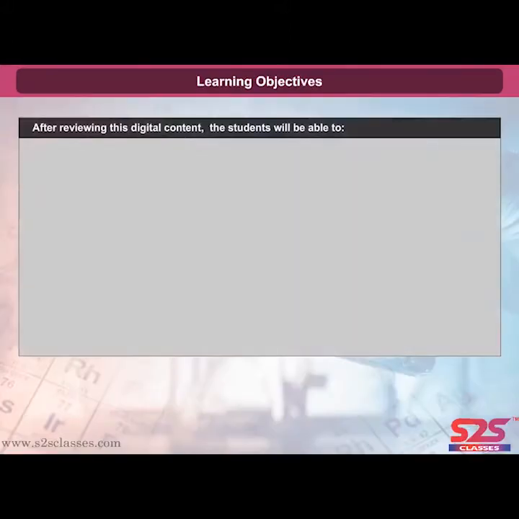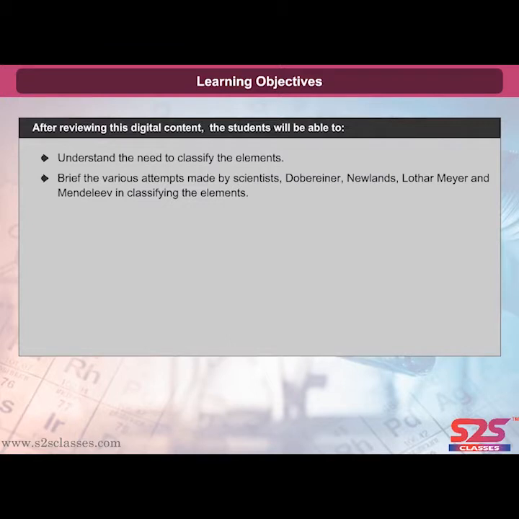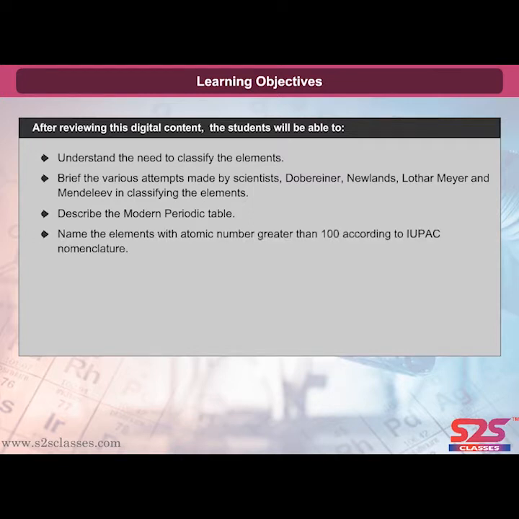After reviewing this digital content, the students will be able to understand the need to classify the elements, brief the various attempts made by scientists Döbereiner, Newlands, Lothar Meyer and Mendeleev in classifying the elements. Describe the modern periodic table. Name the elements with atomic number greater than 100 according to IUPAC nomenclature.